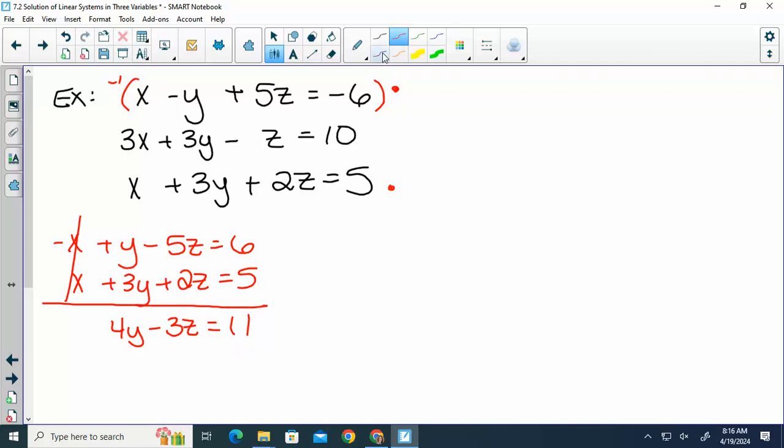All right. We have to use the second equation, and we have to eliminate x again. So which one do you want to pair it with? Okay, so if I put it with the third, we would have to take the third one times -3.